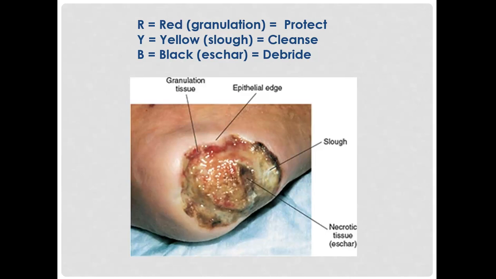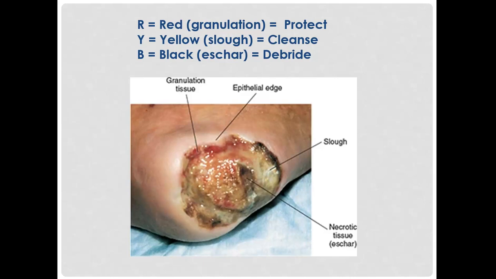Okay, so different types of things in the wound. So remember red, yellow, and black. Red is your granulation tissue, and you want to protect that, okay? So that's your red, kind of pink. It almost has a cobblestone appearance. This is your good, viable, healthy tissue. We want to protect that.